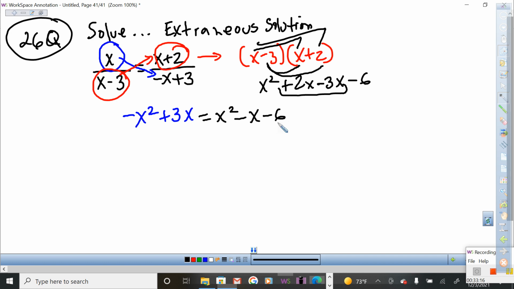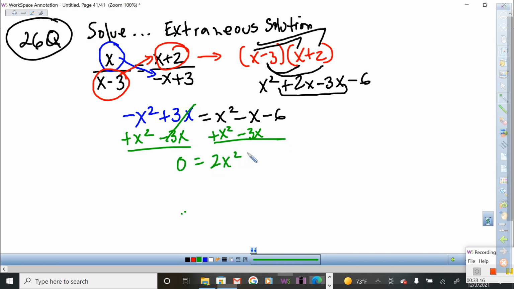We there so far? Yes? So now we have a quadratic equation. What is the first thing we do to start solving this equation? Okay. Make one side equal to 0. So I'm going to bring all of this over here. So that means I need to add x squared and minus 3x. Add x squared and minus 3x. 0 equals 2x squared minus 4x minus 6.